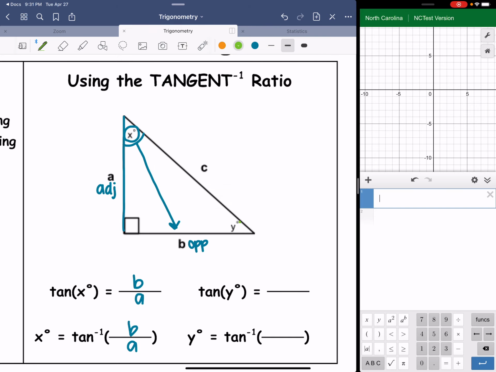If we wanted to find the missing angle y, we would start with that angle, look at the opposite, which is a, and the adjacent side, which would be b. So the tangent ratio of y, opposite over adjacent, is a over b. If we wanted to get y by itself and solve for that angle, we would need to remove the tangent by moving it to the other side and applying it as the tangent inverse. So y degrees is equal to the tangent inverse of a over b.